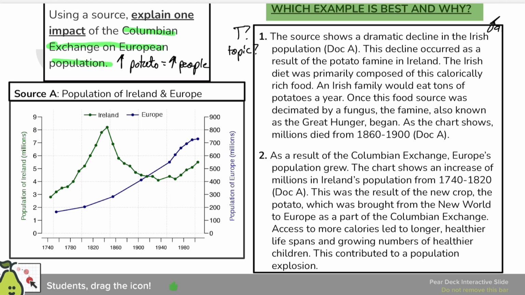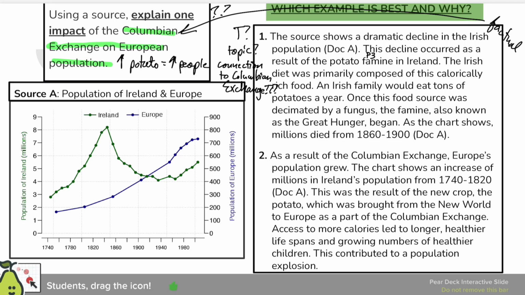But what does that have to do with the Columbian exchange? You have to connect it. This decline occurred as a result of the potato famine in Ireland. That is a factual statement, but have you tied it to the Columbian exchange yet? No. The Irish diet was primarily composed of this calorically rich food. An Irish family would eat tons of potatoes a year. Still not tying it to the Columbian exchange. They mention potatoes, but they don't tell us how that connects to the Americas.